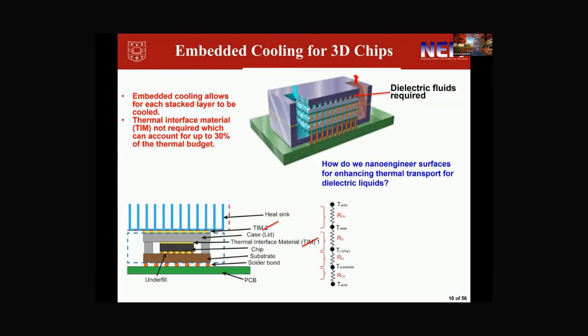Well, one way of cooling these technologies is through embedded cooling, which allows for each stack layer to be cooled. You can also remove the requirement for thermal interface material, which can account for potentially up to 30% of the thermal budget. And so then the question is, how can we nano-engineer surfaces for enhancing thermal transport processes for dielectric liquids?